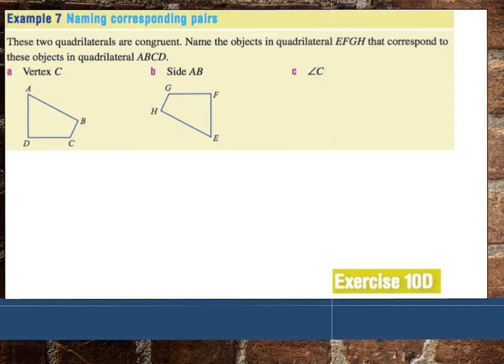So let's look at a typical question that we can ask. Name the corresponding pairs. These two quadrilaterals are congruent. Name the objects in quadrilateral EFGH that correspond to these objects in quadrilateral ABCD. Now before I even look at vertex C and side AB and angle C, I recommend that you have color pencils or highlighters, and that when you get a question like that, you use your color pens and highlight the corresponding sides.